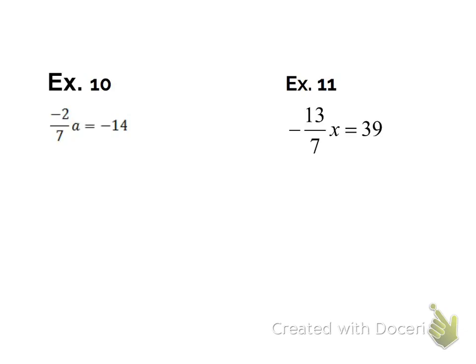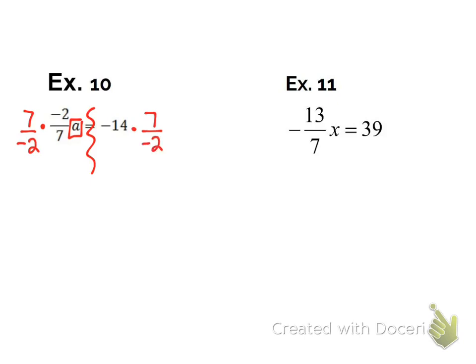All right, so on example 10 and 11, we can see we are multiplying our variables by a fraction. So we're going to use that rule from the last slide. There's a fraction attached to our variable, so we're going to multiply both sides by the reciprocal of that fraction. That will be 7 over negative 2. Good. This reciprocal there is 7 over negative 2. That's the one that we use on both sides.